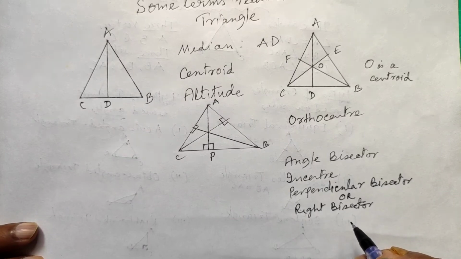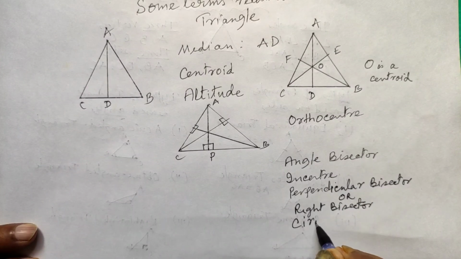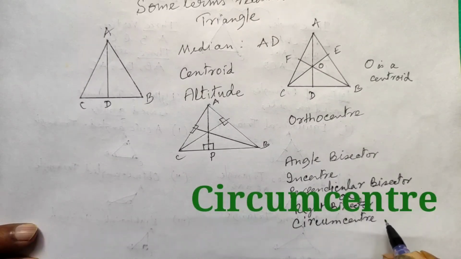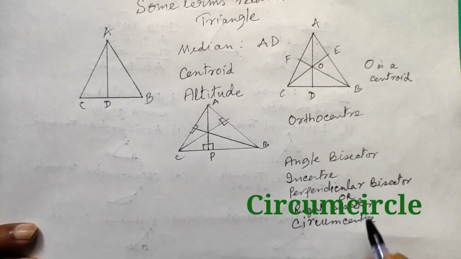Then what is called circumcenter or circumcircle? The point of intersection of the perpendicular bisectors of the sides of a triangle is called its circumcenter. Remember it. That's very important. Circumcenter, or circumcircle. Circumcircle is also very important.